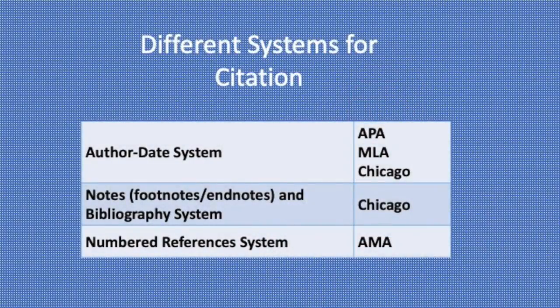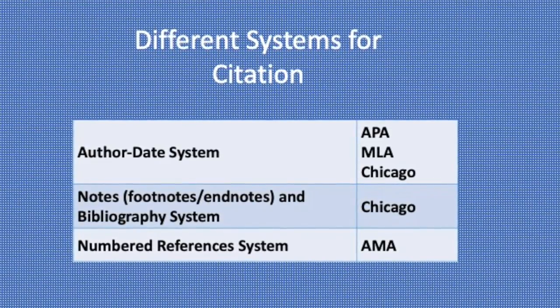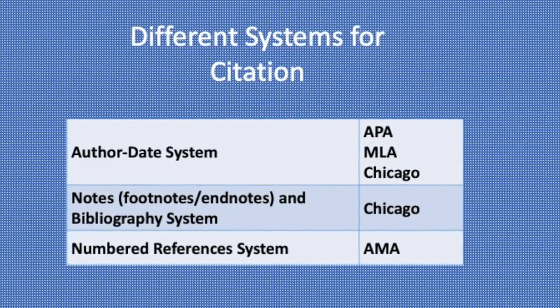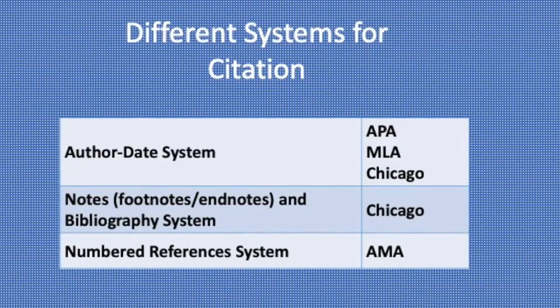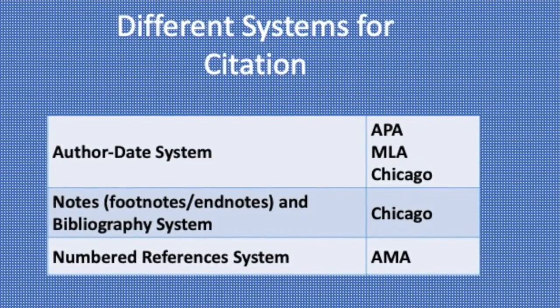Different style manuals follow different systems for citation, including index citation. APA, MLA, and Chicago follow the author-date citation system. And Chicago, besides the author-date citation system, also follows the notes and bibliography system. Then coming to AMA, it follows the numbered reference system. What is bibliography, we will see later. In the numbered reference system, in place of index citation, numbers 1, 2, 3 are given in superscript, and that will indicate the sources which are listed with those same numbers in the reference list or works cited list. That is the difference between the author-date system and the numbered reference system. Since APA, MLA, and Chicago follow the author-date citation system, we shall see that in detail.